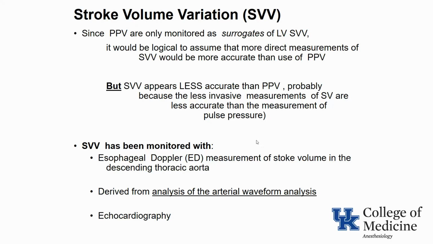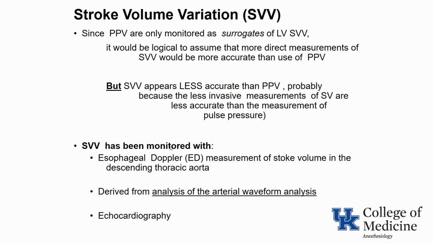Another way of assessing fluid responsiveness is stroke volume variation. Although theoretically you would think it would be the best method, it turns out not to be the best method, because most of these methods are not as accurate at measuring stroke volume as arterial lines are at measuring pulse pressure variation. So it turns out that pulse pressure variation is a little more accurate than stroke volume variation.